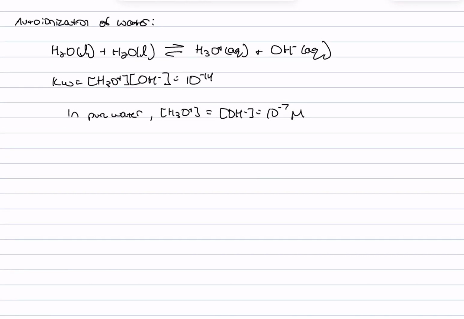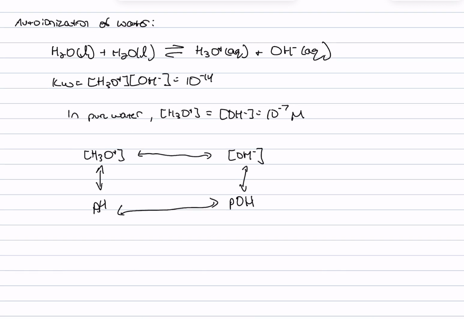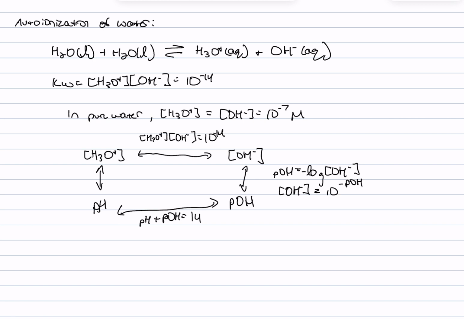And next we can write out the relationship between pH, pOH, hydronium ion, and hydroxide ion. So they're all interconnected, and H3O+ times OH- is equal to 10 to the negative 14, and pH plus pOH must equal 14. So pOH is equal to the negative log of OH-, and so OH- is equal to 10 raised to the negative pOH. And same thing for H3O+ and pH. So pH is equal to the negative log of H3O+, and H3O+ is equal to 10 raised to the negative pH.